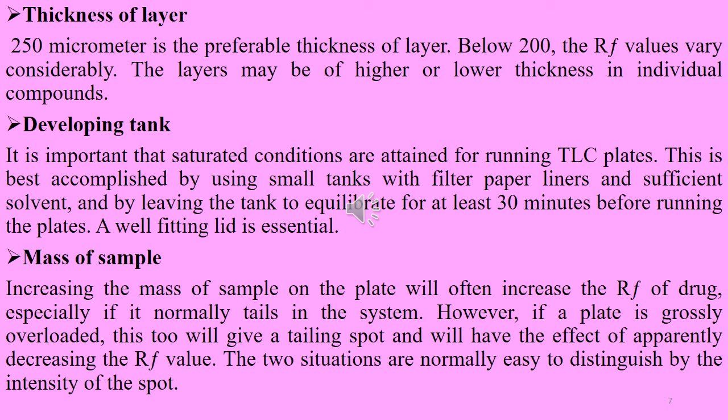Mass of the sample. Increasing the mass of sample on the plate will often increase the RF of the drug, especially if it normally tails in the system. However, if a plate is grossly overloaded, this too will give a tailing spot and will have the effect of apparently decreasing the RF values. The two situations are normally easy to distinguish by the intensity of the spot.